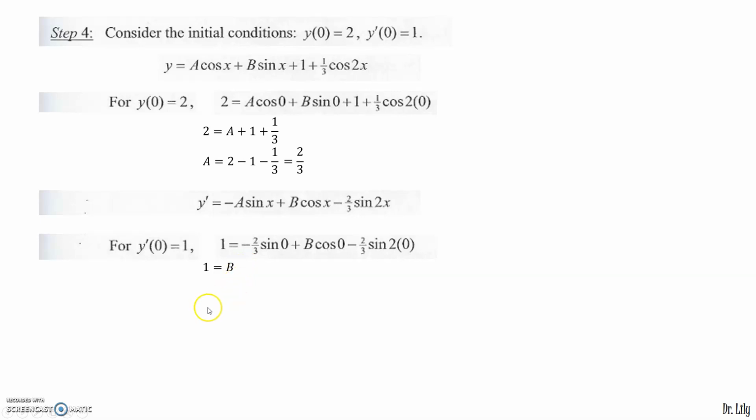Finally, you can substitute back the values of a and b into the general solution. So finally, the particular solution is given by y is equal to 2 over 3 cos x plus sin x plus 1 over 3 cos 2x. Okay, so this is your particular solution for the ODE.